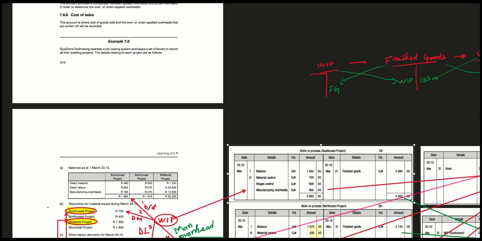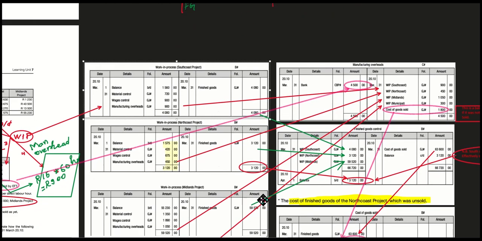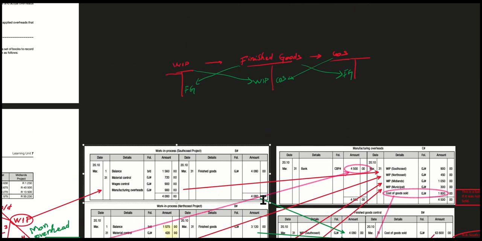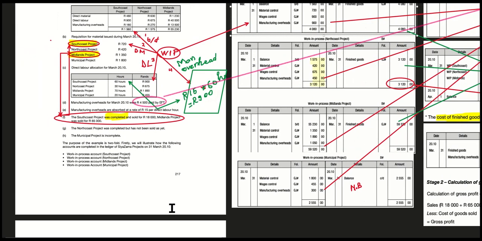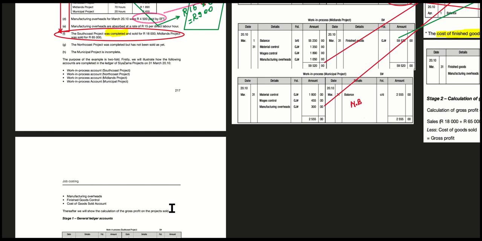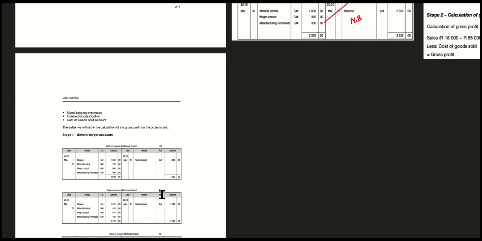Remember the flow again. When you're practicing, remember this flow. It's quite important. These will be a nightmare and very confusing if you are not following a particular flow. If you are following a particular flow, even if a particular thing gets over your head, you will be able to trace. Right. So we've done what we were asked to do. We were asked to look at the work in process, the manufacturing overhead, the finished goods control, and as well as the cost of goods sold.